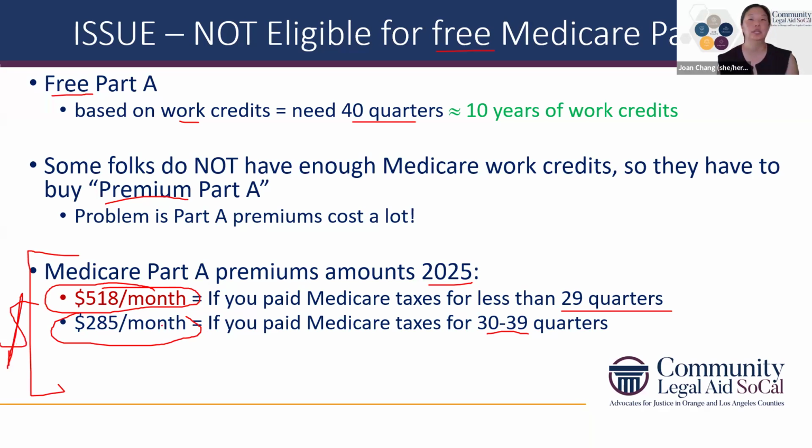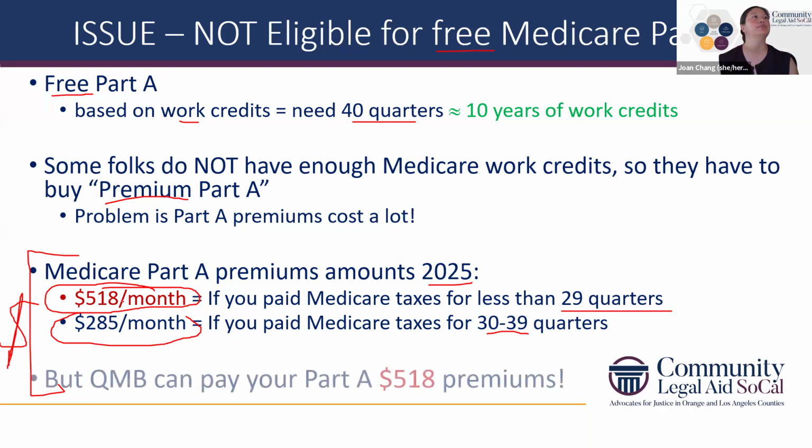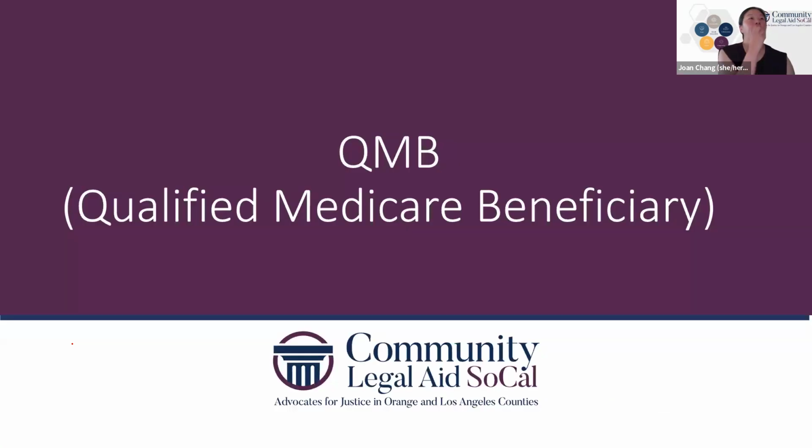And this per month is food. It's a huge part of your rent or your mortgage. This is a lot of money. So what can we do about it? QMB, this wonderful, amazing program that no one knows about, can pay for your Part A premiums. So they can be paying for these really high premium amounts. So let's break down what this QMB program is.